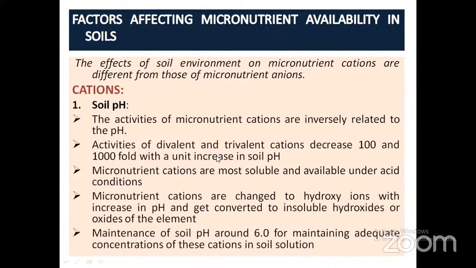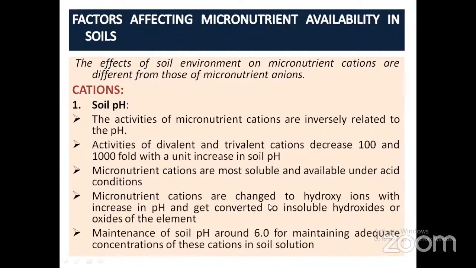They won't ask directly; they may ask, with each unit increase in the soil pH, what is the effect on the activity of Fe2+? So it will decrease 100-fold because it is divalent. If it is asked about the trivalent ferric form Fe3+, then it will decrease around 1000-fold. Micronutrient cations are most soluble and available under acid conditions. One thing we have seen that this happens, but why is it happening?